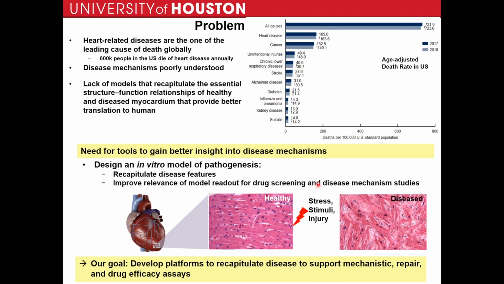When an insult occurs, this leads to reorganization within the heart. In some cases, that could be a fibrotic tissue that's forming, and that can also lead to ineffective heart function. Our goal is to develop platforms to recapitulate disease, to support both mechanistic and reparative studies, and also to look at drug efficacy assays. The goal would be to use these platforms as a test bed for potential therapies.